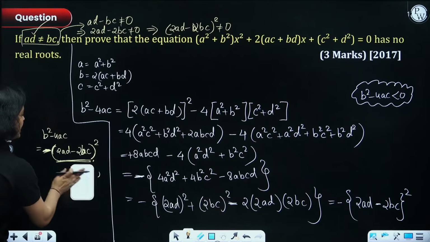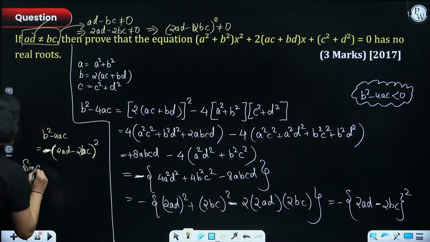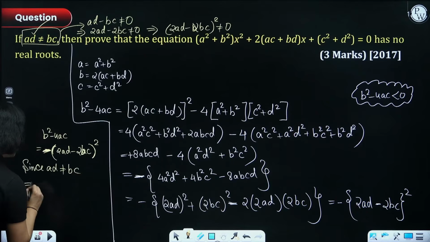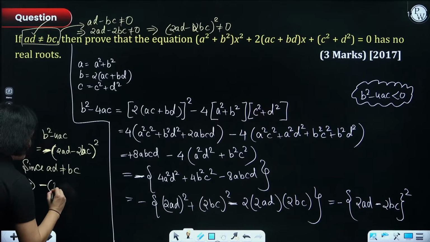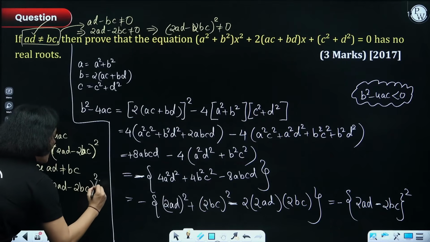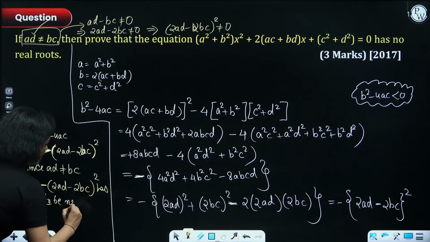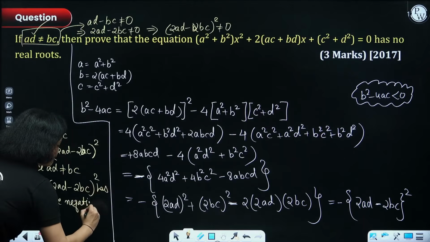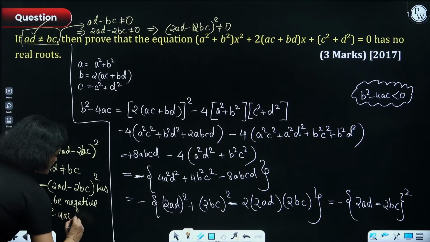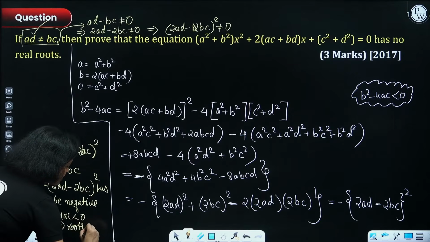Okay, so ultimately what you will write is that since AD is not equal to BC, negative of twice of AD minus twice of BC whole square has to be negative. That means that we have proved that b square minus 4ac is less than 0. So roots are non-real.